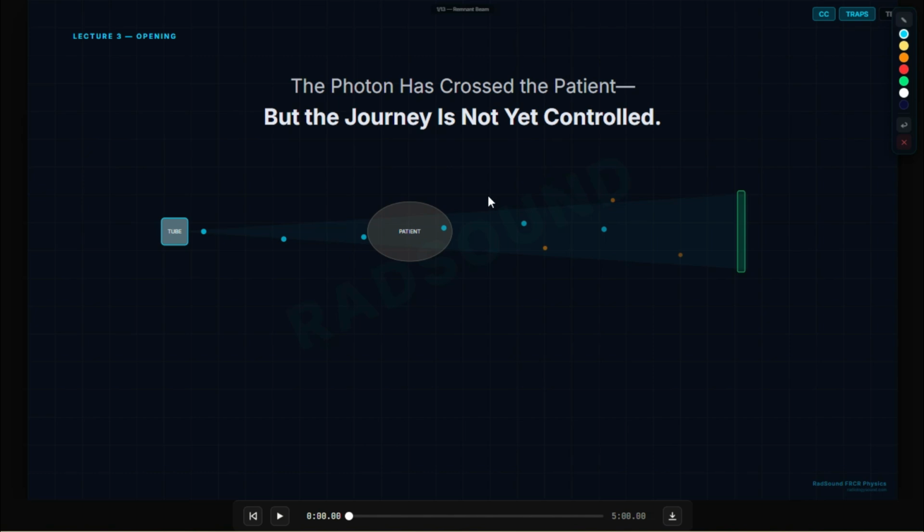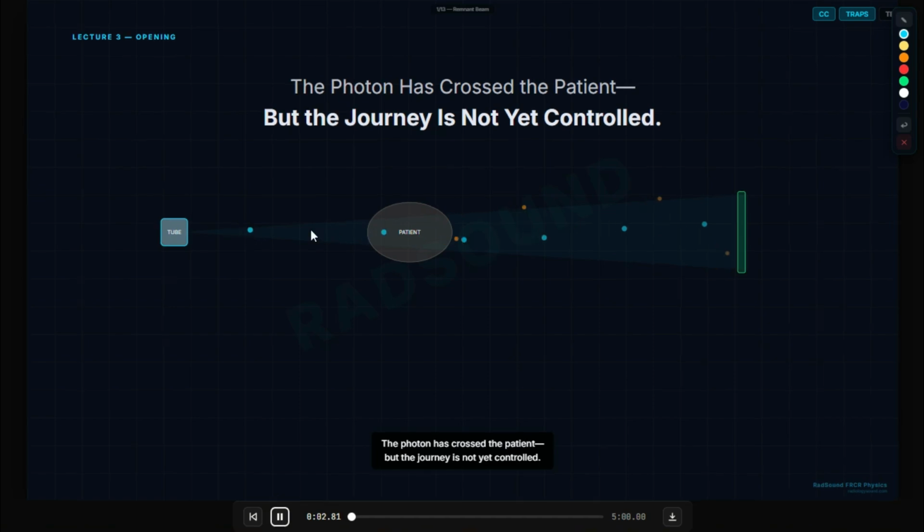That's forward scatter reaching the detector. We cannot control every event or every interaction occurring inside the patient, but we can control the beam before it reaches the patient. And when the beam leaves the patient, we can also try to optimize it so that we can have a better image at the detector level.